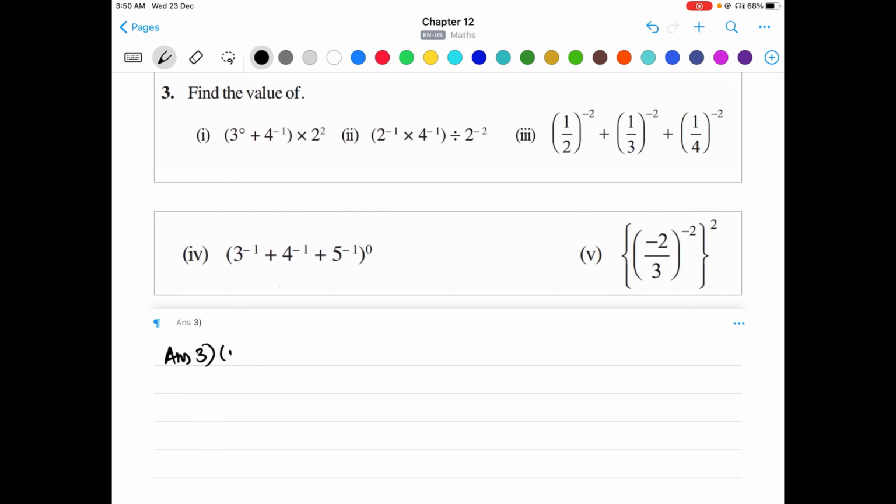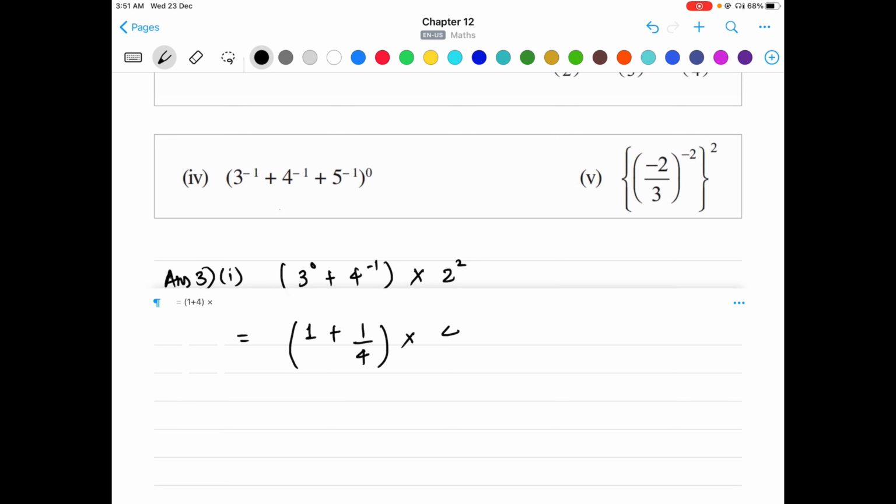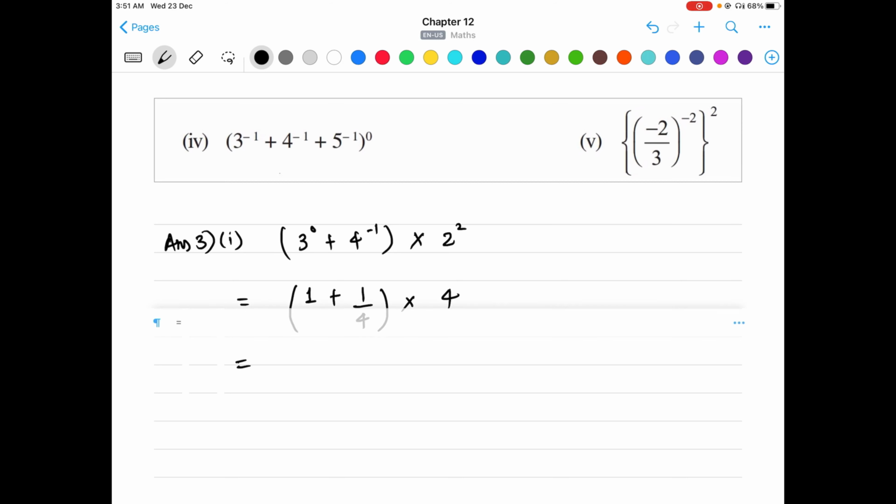Answer number 3, part 1. We have 3 power 0 plus 4 power minus 1 multiplied by 2 square. As we know, anything power 0 is 1. Then we have plus 4 power minus 1, which will change to 1 divided by 4 power 1. When you shift it to the denominator, the minus power will change to plus power 1. So 4 power 1 is again 4. Then we have multiplied by 2, and 2 power 2 is 4.